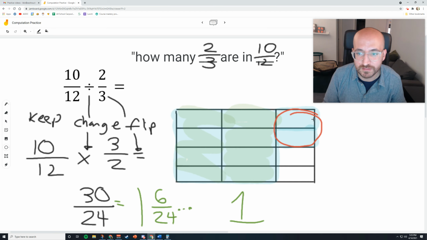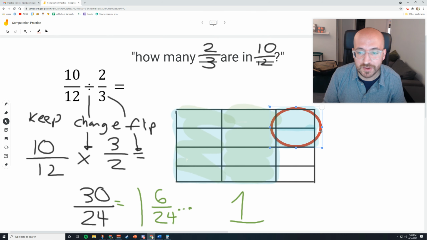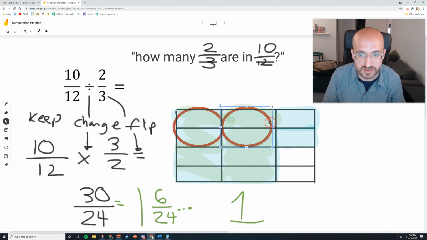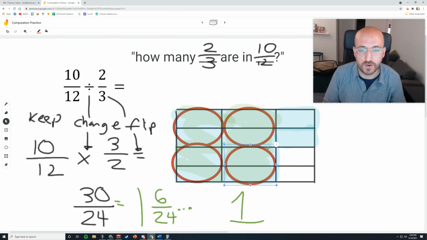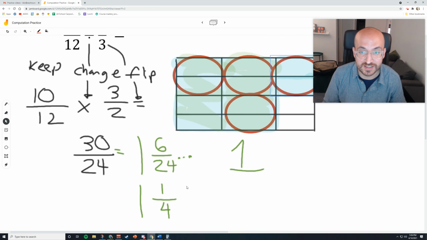All right, look. This is the extra part. This was 6/24. Now look, how much is that? How much is that in 2/3? In regards to 2/3, this was 2/3 of the whole. I have 1, 2, 3, 4 of these, and that's what's left over. 1/4 of the 2/3 is left.